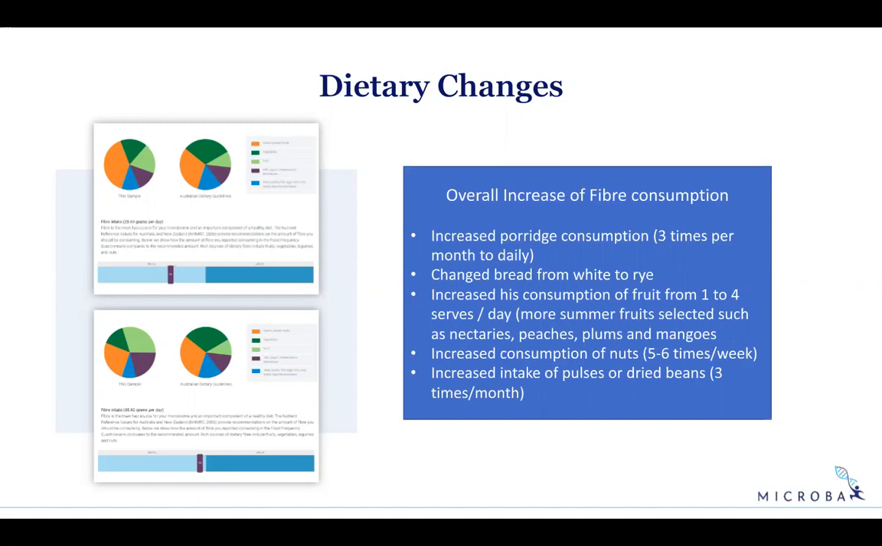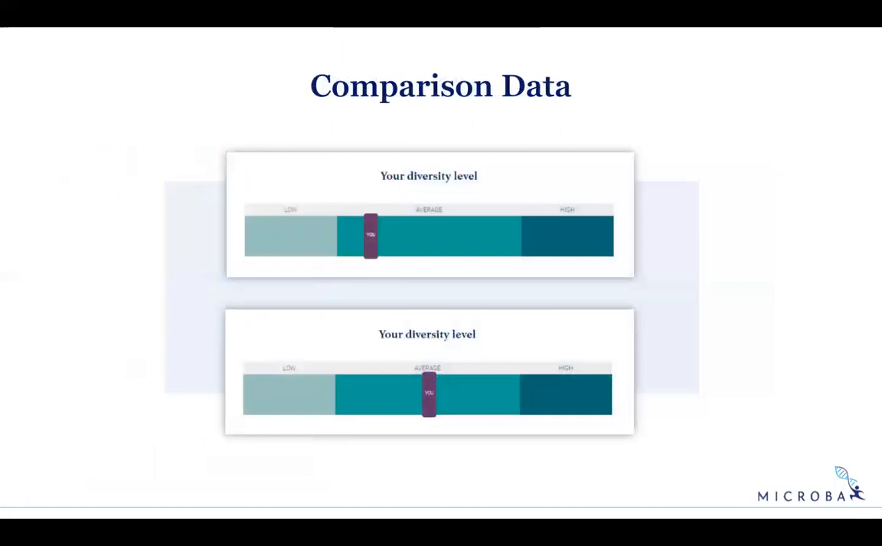So he wasn't actually consuming any before, and then he has increased this to having them about 5 to 6 times per week. He also wasn't having any pulses or dried beans, and he did increase this to about 3 times per month, so almost weekly as well. So that was a really great change in his diet. So let's see what impact that had.